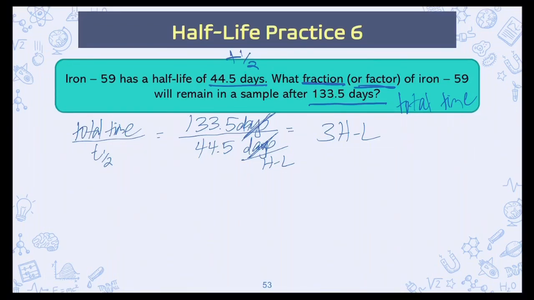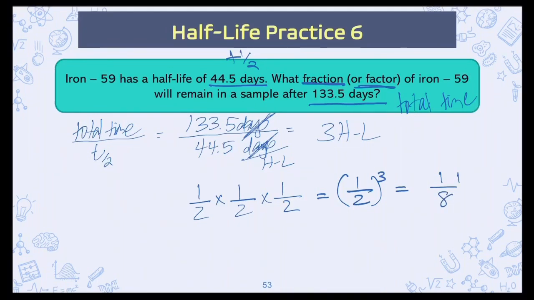But the question is asking what fraction will remain. So you know that 3 half-lives means we will need to multiply our sample by half 3 times, or you could say divide by 2 3 times. This is the same thing as saying half cubed. So go ahead and do that on your calculator. Half cubed equals 1/8. So 1/8 of the sample will remain.